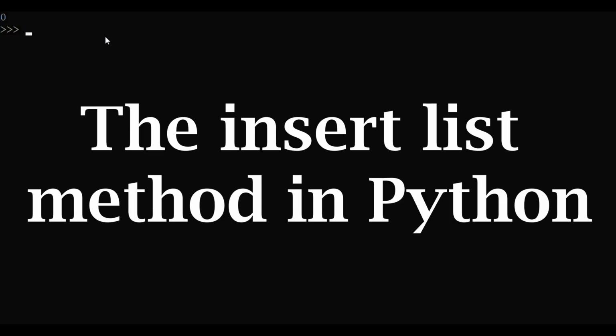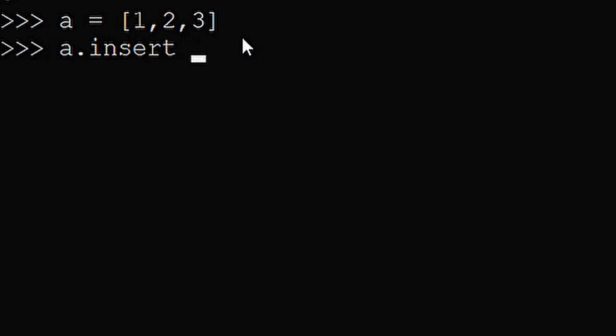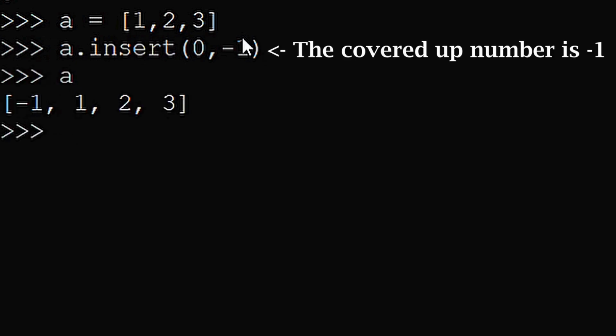The insert list method in Python inserts a given element into the list at a given index. We have a list A that contains 1, 2, and 3. If we do A dot insert 0, -1, then we've inserted the value -1 at the start of the list at index 0.